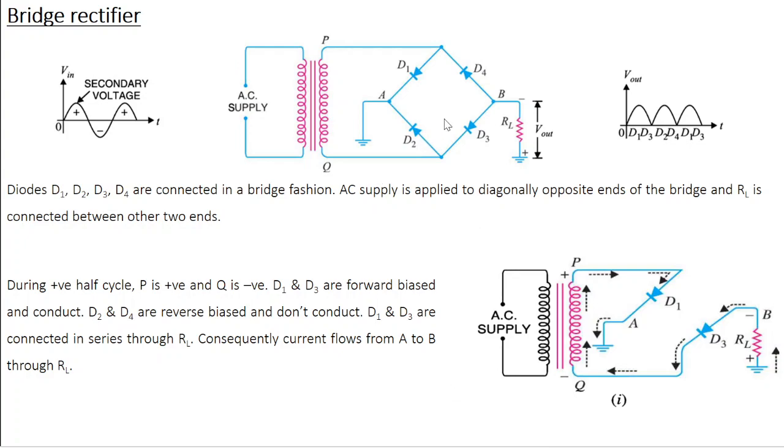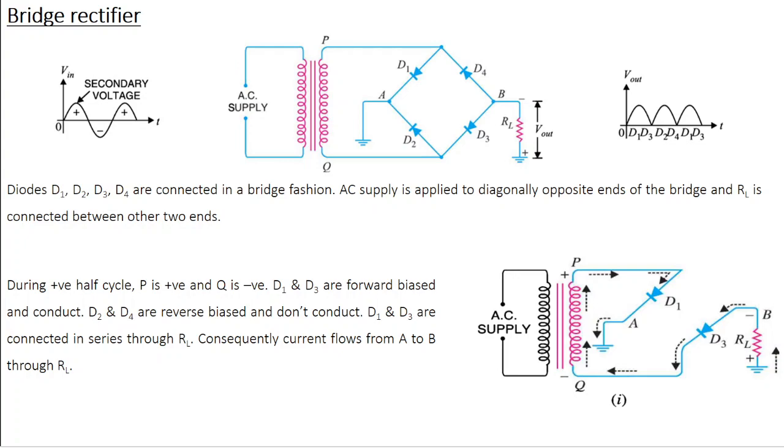So this is the circuit diagram of a bridge rectifier. Instead of two diodes, you have four diodes, D1, D2, D3, D4, which are connected in a bridge fashion. The AC supply is applied to the diagonally opposite ends of the bridge, between this point and this point. And the load resistor RL is connected between the other two diagonal ends. Point A is grounded, RL is connected to point B, and the other end of RL is grounded. So these two ground points are common, as though RL is connected between A and B.